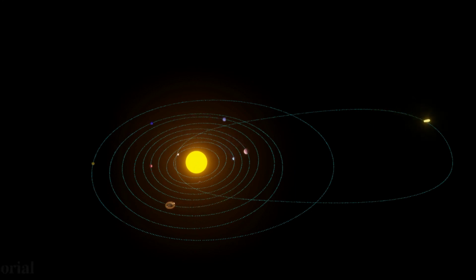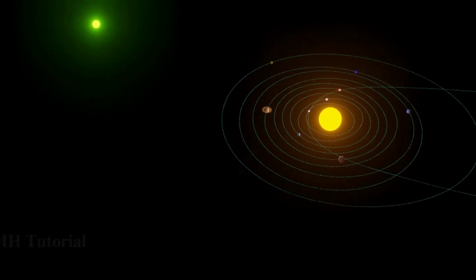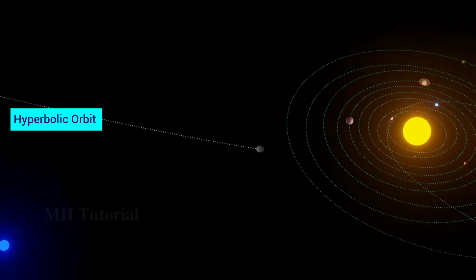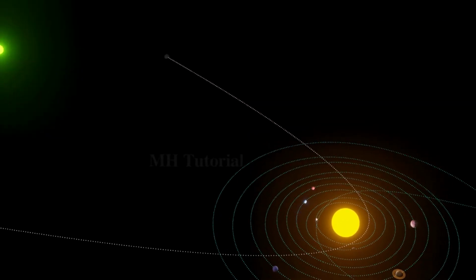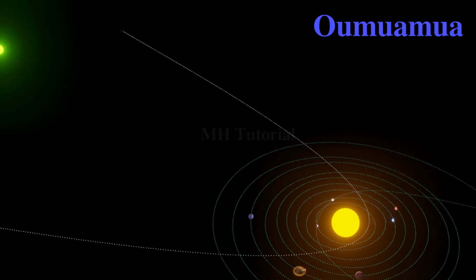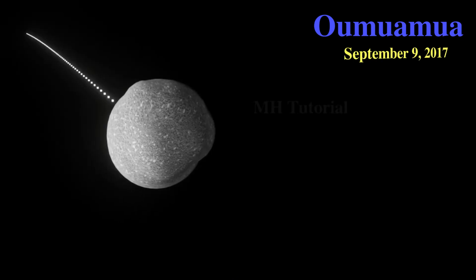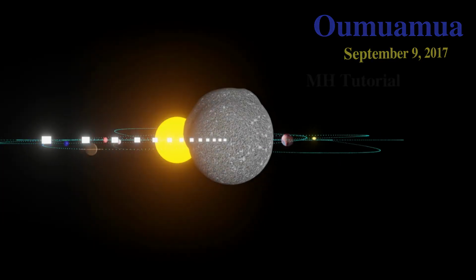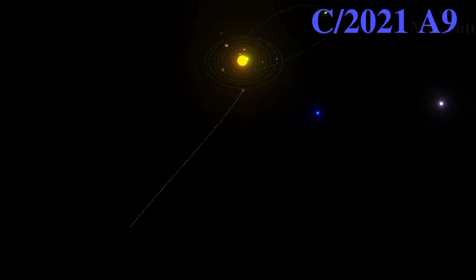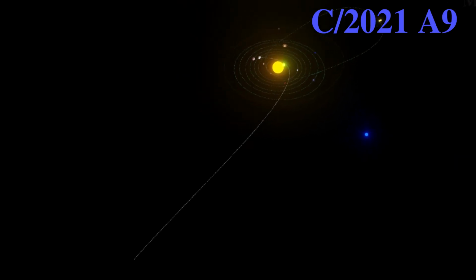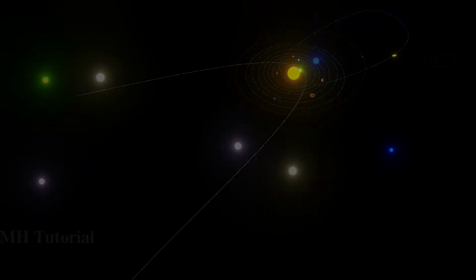But orbits of many comets or asteroids are either hyperbolic or parabolic in nature. Hence, these objects never return to our solar system. Oumuamua is one such asteroid, which came closer to the Sun on September 9, 2017. And will never return to the solar system. Another such asteroid is C2021A9. First detected by Pan-STARRS in 2021. It is likely to visit the solar system in year 2023. Hope you enjoyed the topic and learned easily.